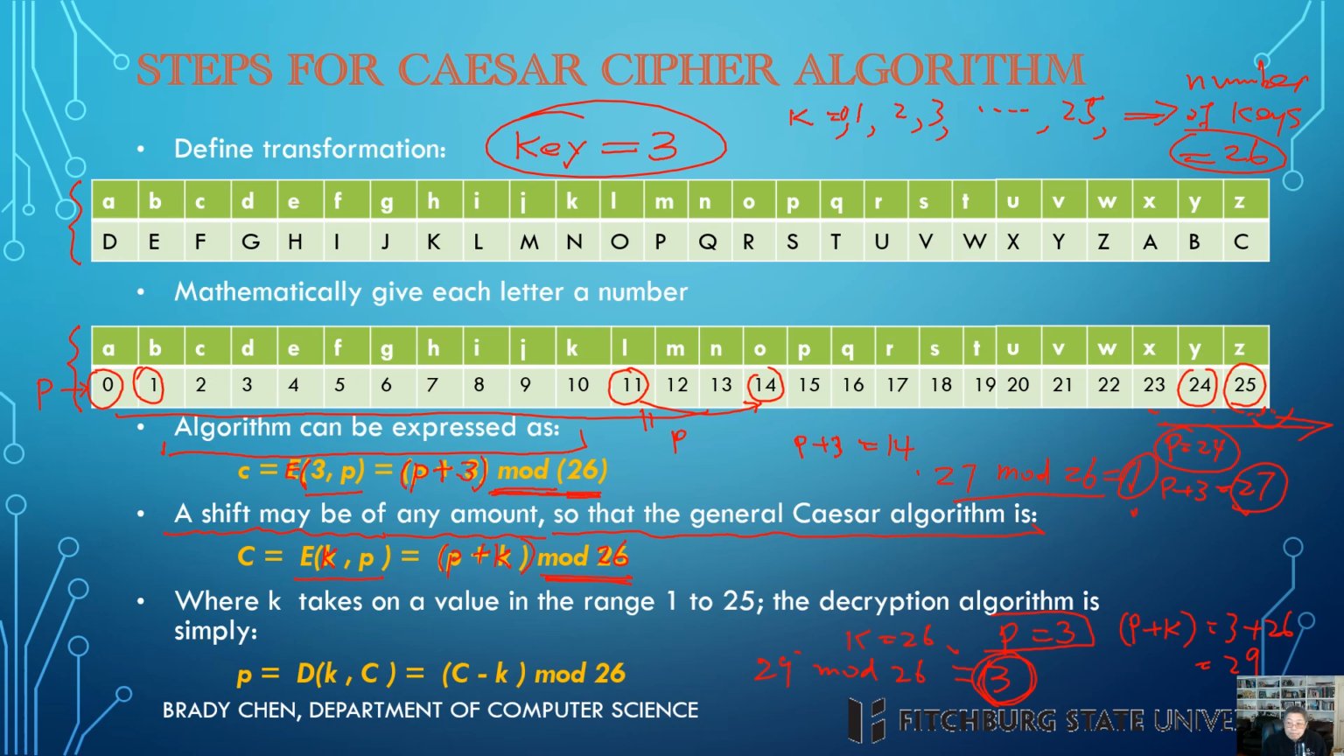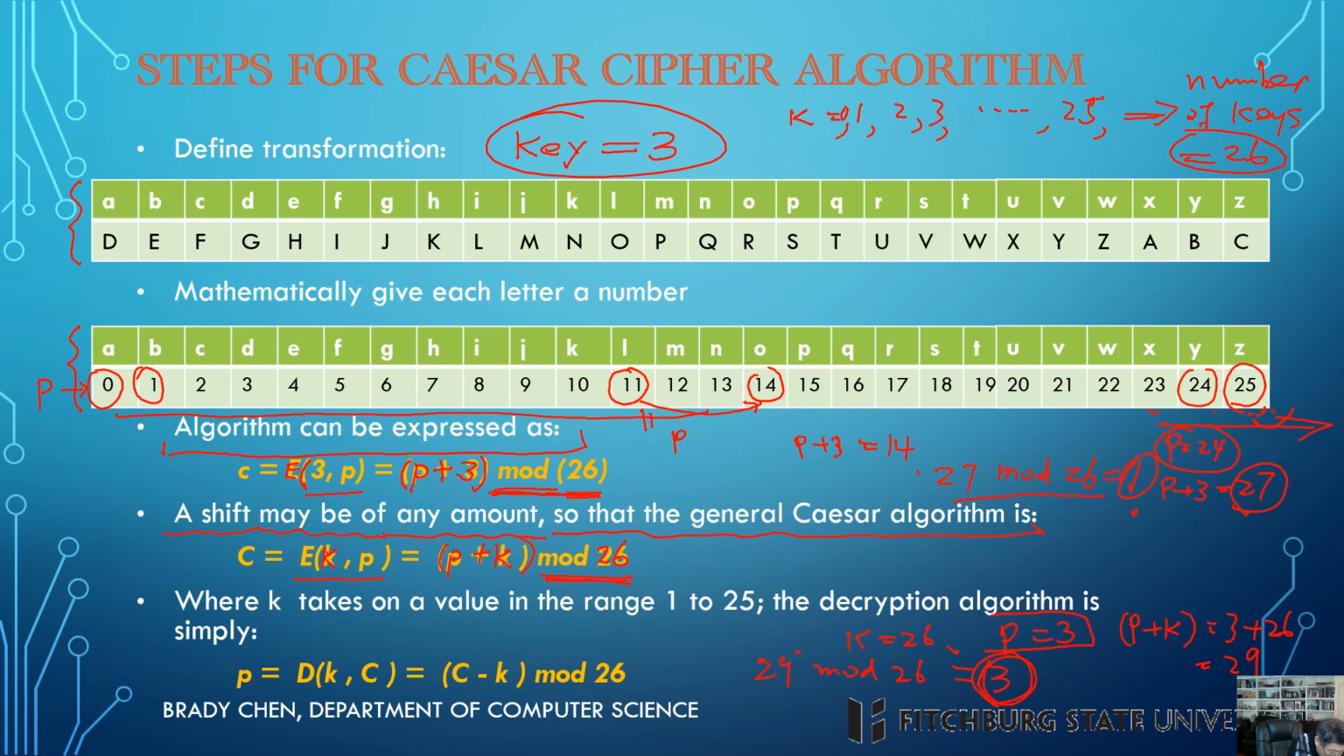What does that mean? That means you can easily apply a brute force attack on the Caesar cipher. For the ciphertext, you can try key equals 0, 1, 2, 3, 4, and all the way up, and then one of the numbers must be the key.